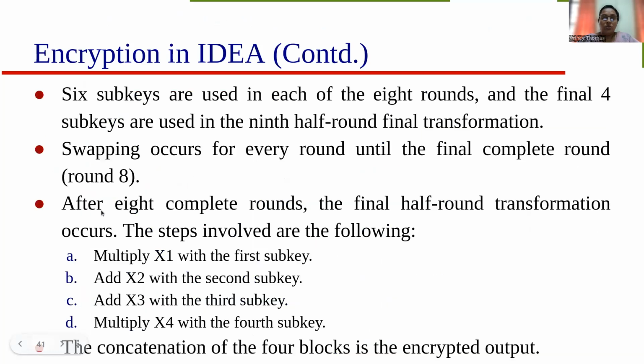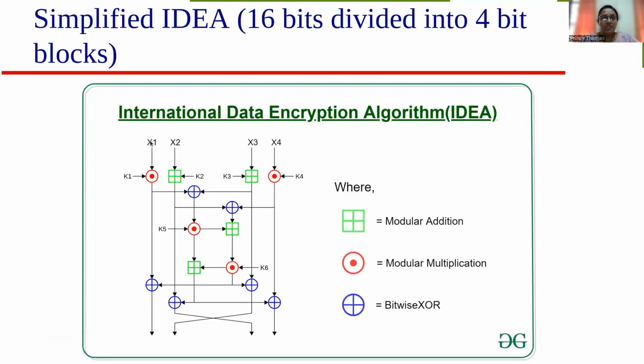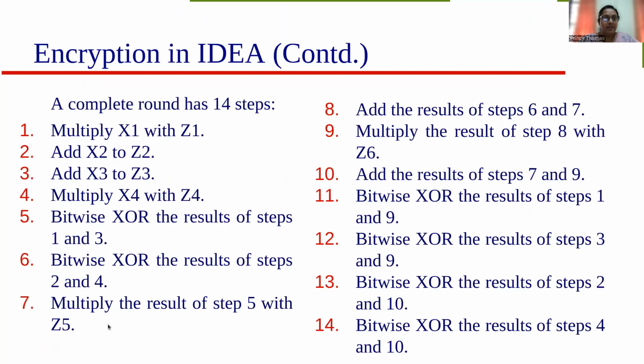So we're going to look at the diagram now. The result of step 1 and step 3 are bitwise XORed, that is step 5, and the result of the second step and the fourth step is being bitwise XORed over here. So till here we have got up to step 6. Now we're going to look at step 7.